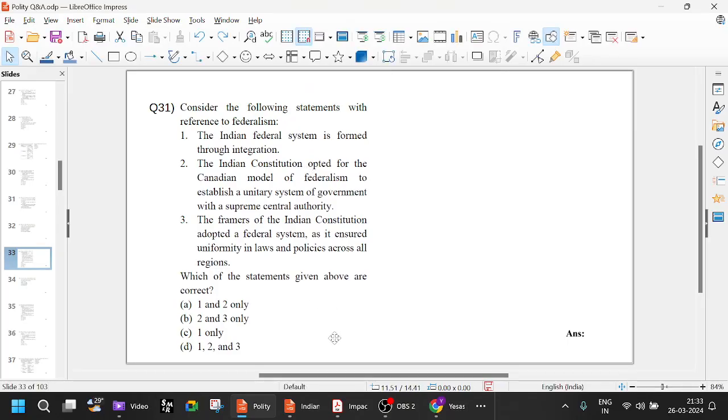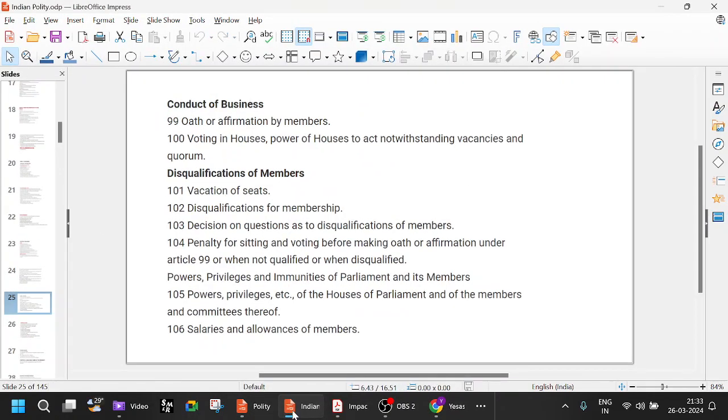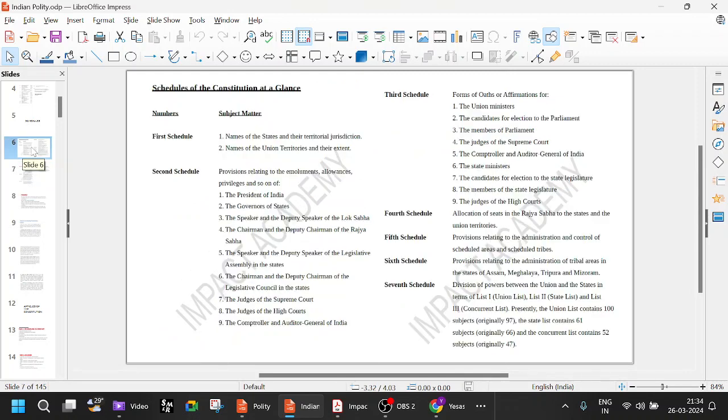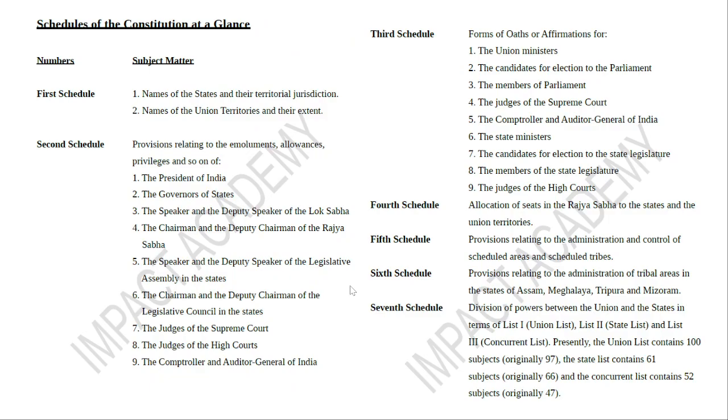So division of power comes under the Seventh Schedule, right? That's also very important. Let us quickly look at it briefly. Division of powers between the Union and the states. Okay, List 1 is the Union List, then the State List, and the Concurrent List. So in List 1 there are 100 subjects.